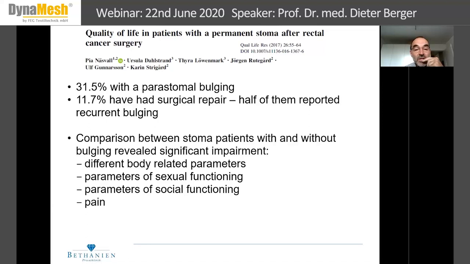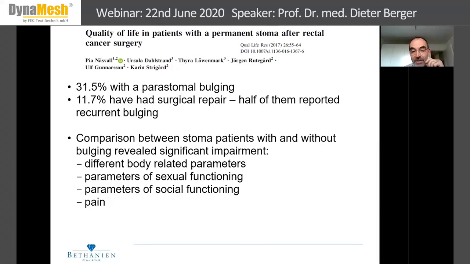But what is even more important is that 31% of the patients with a stoma developed parastomal bulging. Almost 12% of these patients had a surgical repair, and half of them, comparable to the Netherlands group, reported recurrent bulging. If you compare stoma patients with and without bulging, the patients with bulging had different body-related parameters. They had reduced physical functioning as well as social functioning, and pain is even more pronounced in patients with parastomal bulging.